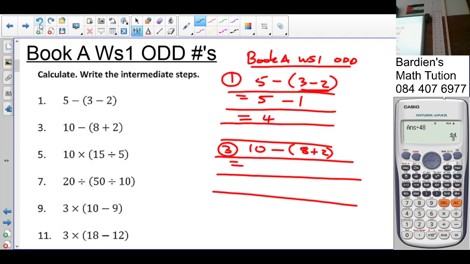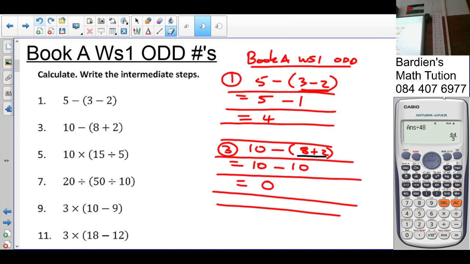Again, we're going to do the brackets first according to BODMAS. So it's going to be 10 minus 10, 10 minus 10 is 0. You guys see that? Again, we skip a line, and so on and so on. You all okay with those two? Right.